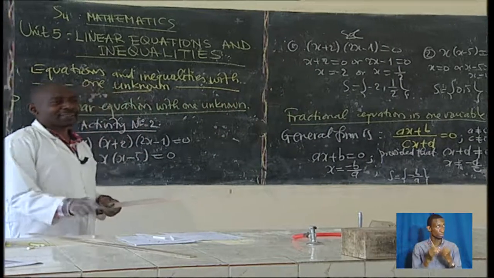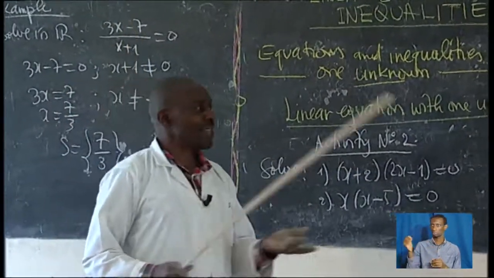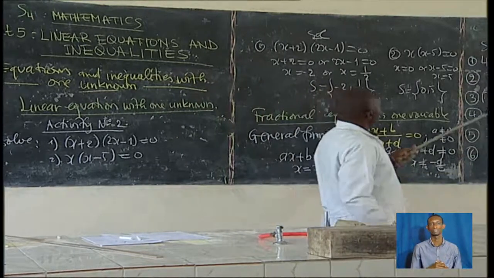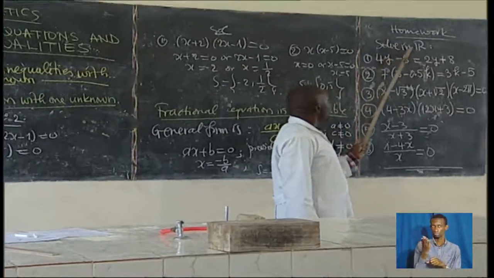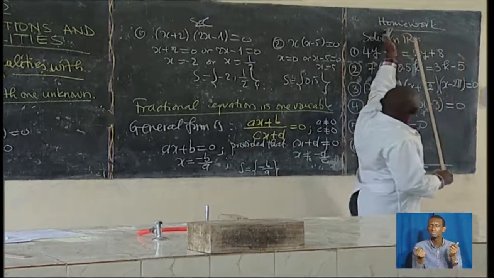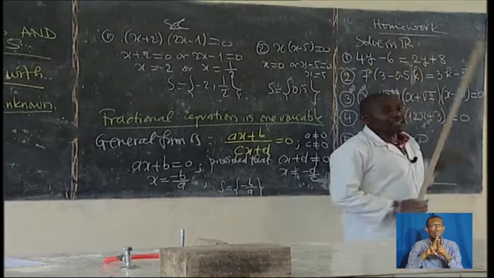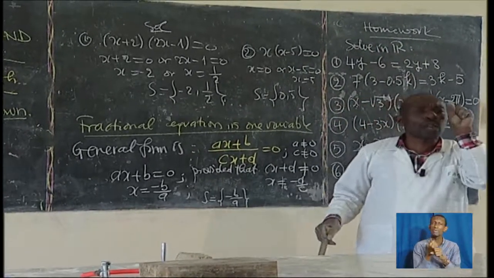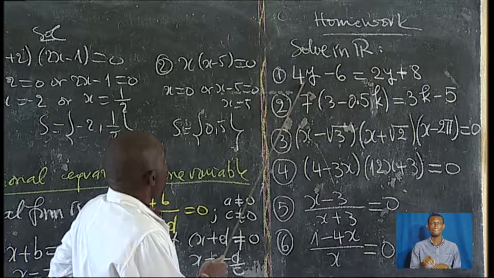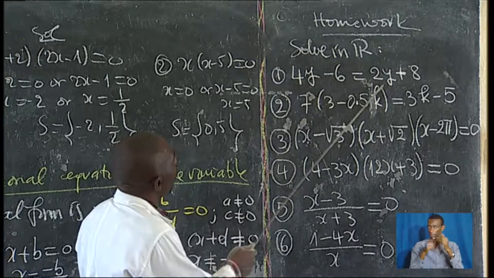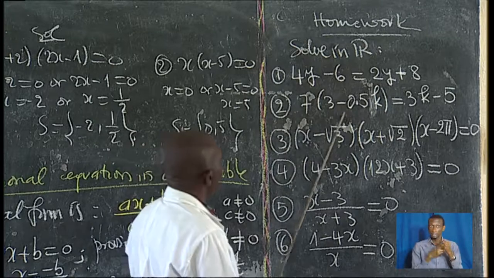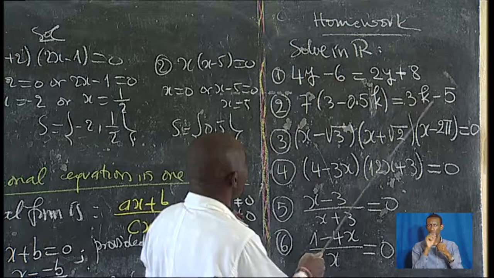Now, I can't leave you like this. Let me give you a homework. The homework is here, solve in R. But even when I write solve simply without adding in R, it means you have to work in the set of real numbers. Number one, 4y minus 6 is equal to 2y plus 8. Number two, 7 times 3 minus 0.5k equals 3k minus 5.